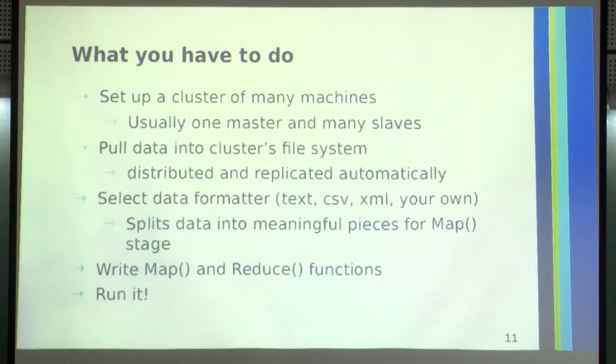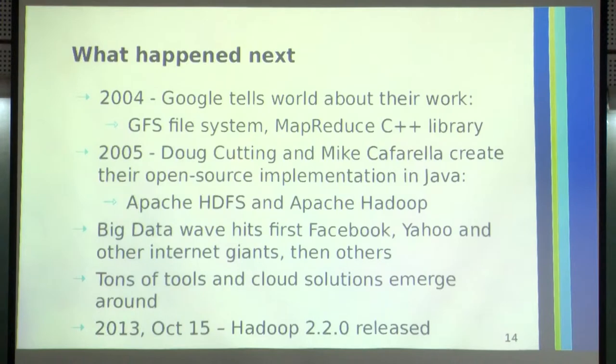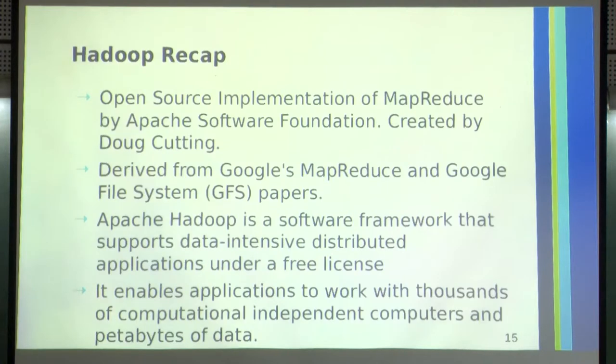So that's kind of, in a nutshell, what happens. And we sort of saw some of this history before, right? That it came out of Google, and then Yahoo and Facebook and others started using it. There's a recap in the slide set of Hadoop, but we just talked about that yesterday, so we don't really need to go over the file system and so on.